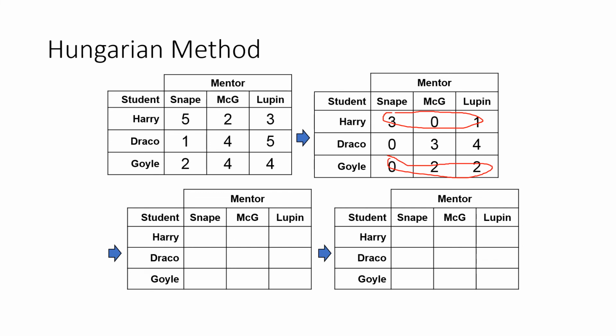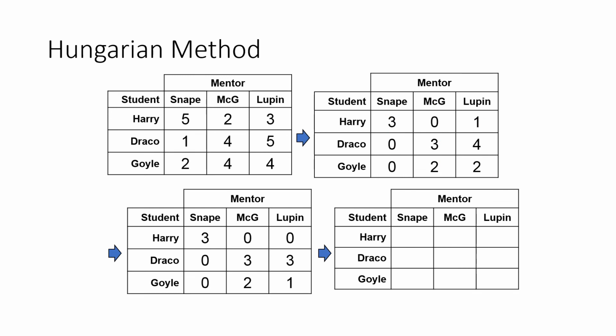Now we determine the minimum in each column. The minimum is 0 in the first column, the minimum is 0 in the second column, and the minimum is 1 in the third column. We subtract 0 from the first column, 0 from the second column, and 1 from the third column, and the result would be 3, 0, 0 unchanged because the minimum was 0 in the first column, and the same thing for the second column, it's unchanged because the minimum was 0. However, in the third column, the minimum was 1, and the result would be 0, 3, 1, which is subtracting 1 from each one of these elements.